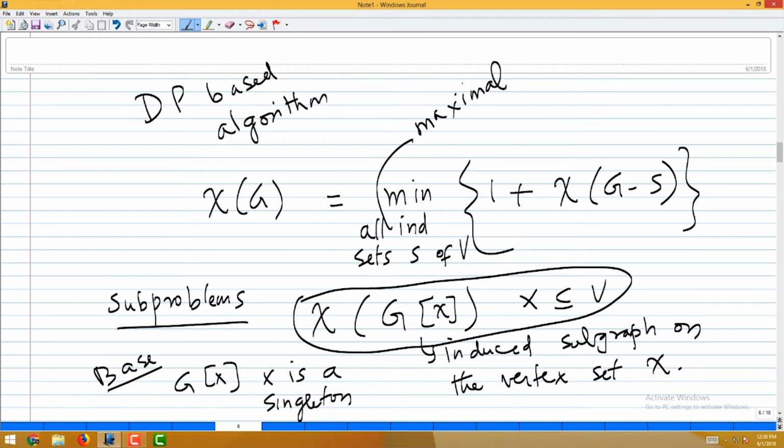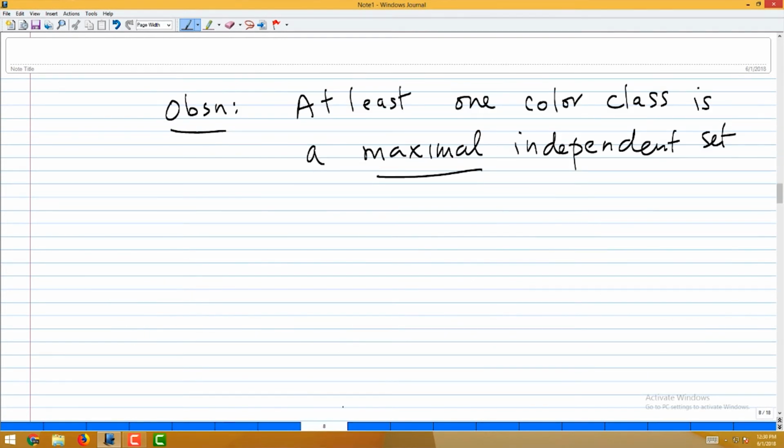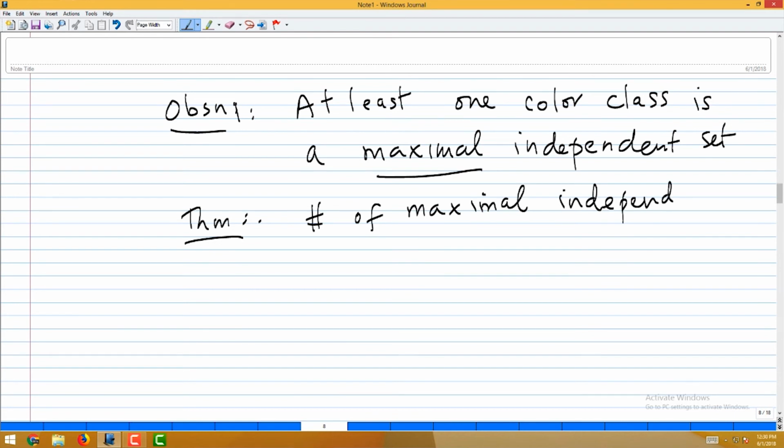Okay, so what? One can prove observation 1, which is a trivial observation: the number of maximal independent sets in any graph is at most 3 to the power n by 3. It is never 2 to the power n, it is much less than that. Okay.